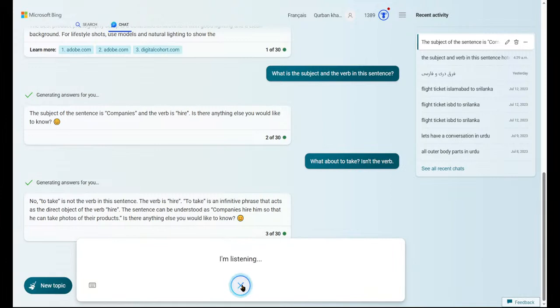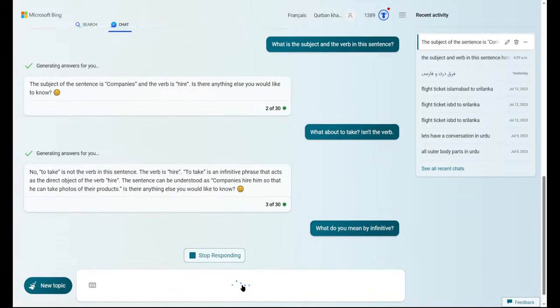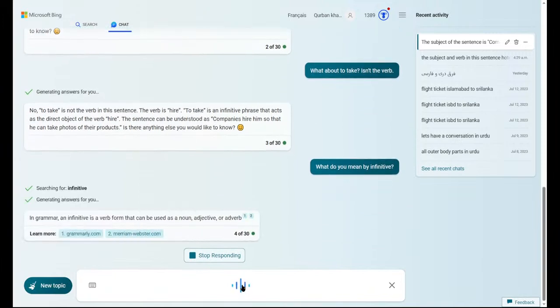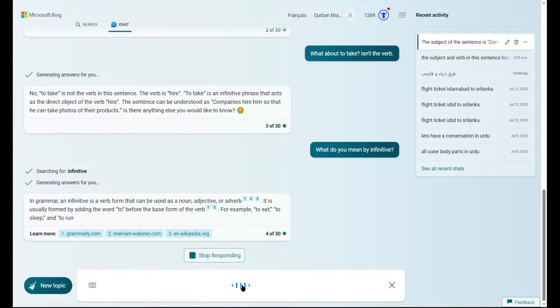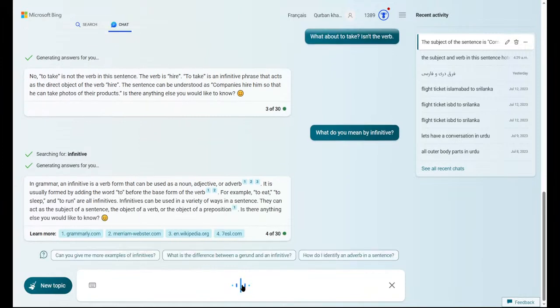What do you mean by infinitive? Searching for infinitive. In grammar, an infinitive is a verb form that can be used as a noun, adjective, or adverb. Infinitives can be used in a variety of ways in a sentence. They can act as the subject of a sentence, the object of a verb, or the object of a preposition. Is there anything else you would like to know?